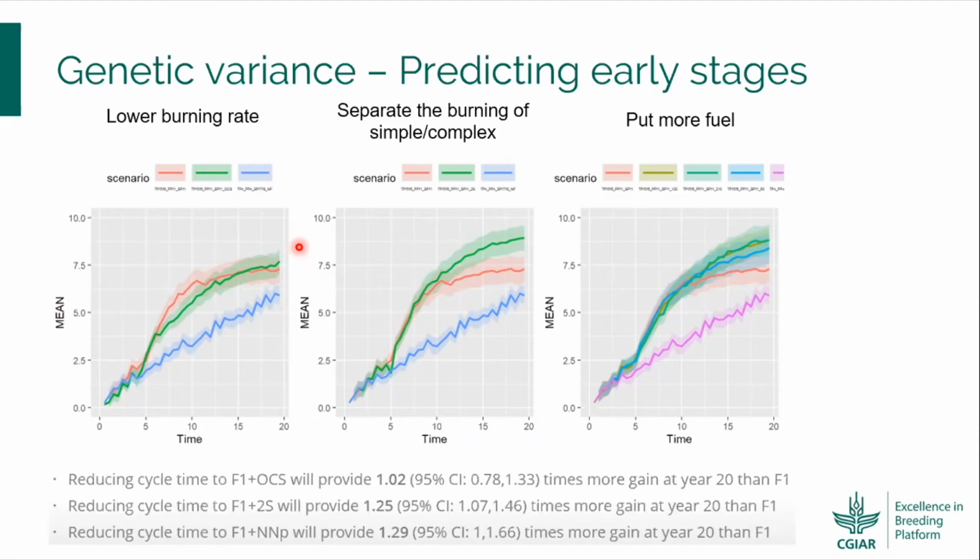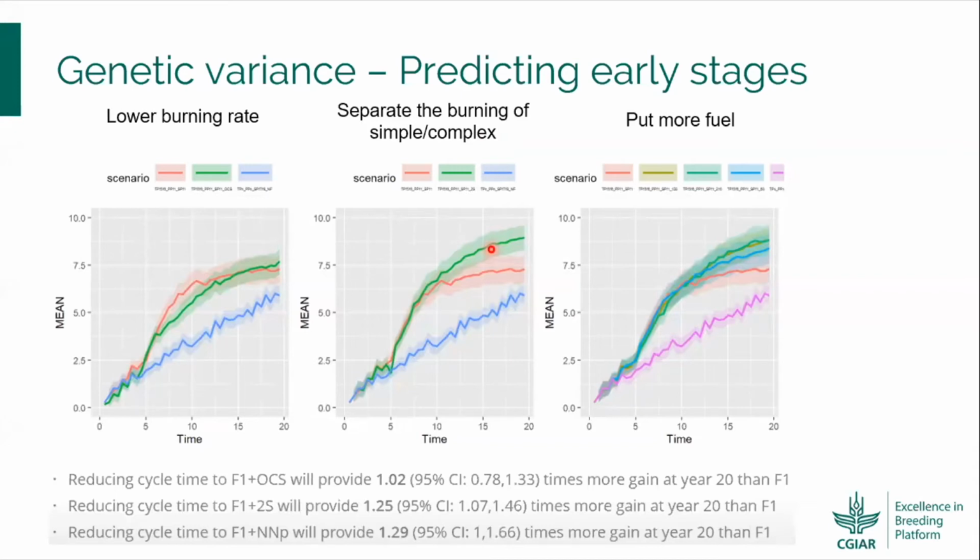Then the other approach to control this inefficient burning rate is to separate the burning of the simple and complex traits. What we noticed is that in the case of the simpler traits, the burning rate was much faster, and the complex traits were going okay. But by separating the selection for complex and simple traits, you can again achieve a better result.